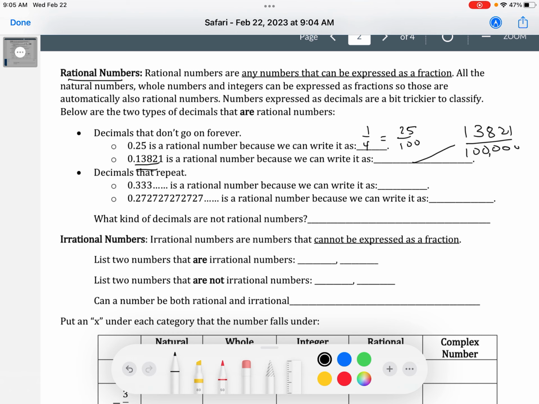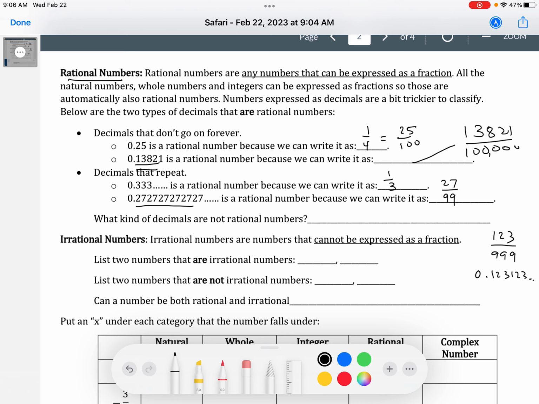Now, decimals that repeat are also rational numbers. For example, 0.333333333333, I can just write this as 1/3. And for this one, there's a little trick here. If you ever see a repeating decimal, you can put it over something like 9 or 99 or 999. It's going to repeat. So for example, if I did 123 over 999, then it would be 0.123123. And if you have a calculator at home, you can give that a try.